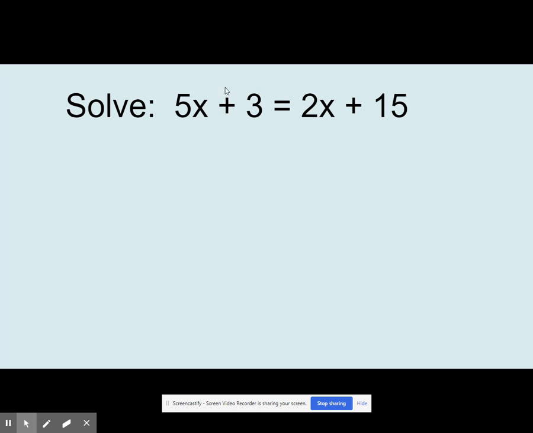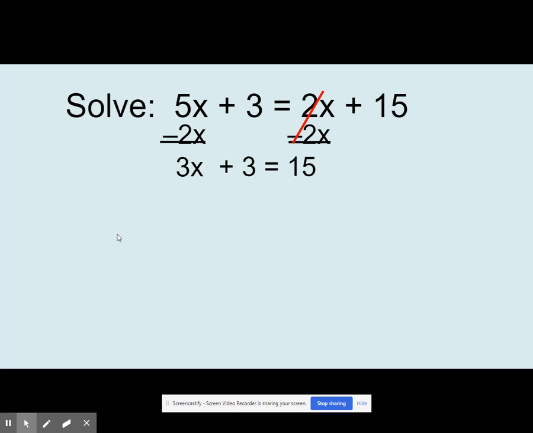So if I have 5x and 2x, we're going to get rid of the smaller one, which is what? 2x. So we're going to get rid of 2x. So we subtract 2x from both sides. 5x minus 2x will give me 3x. We'll bring our plus 3 down. 2x minus 2x is 0, so that's gone. And then we'll bring our 15 down. So let's take a look. We have our 3x, plus 3 equals 15.